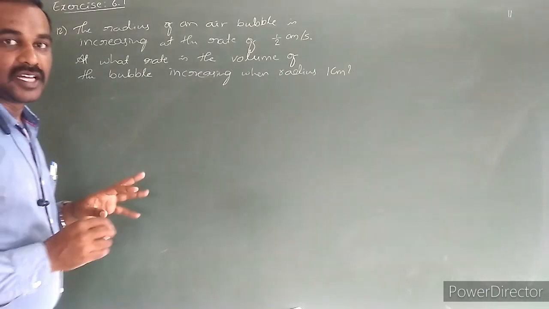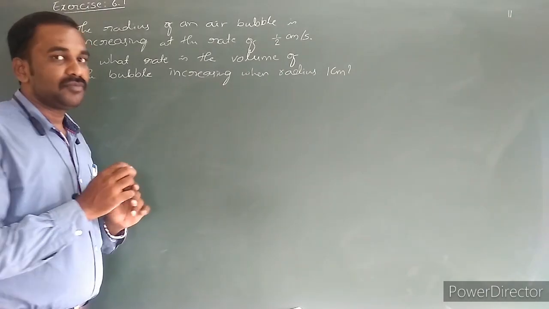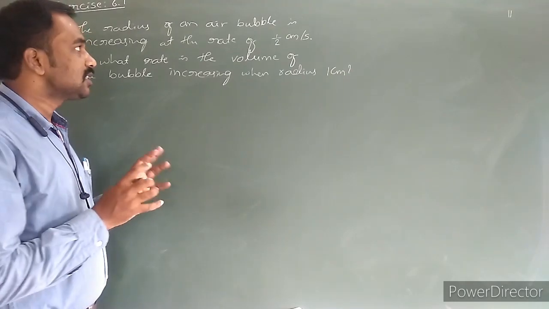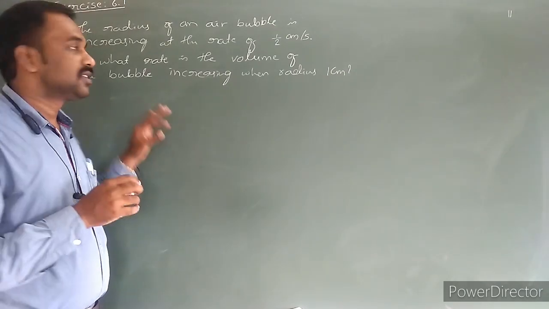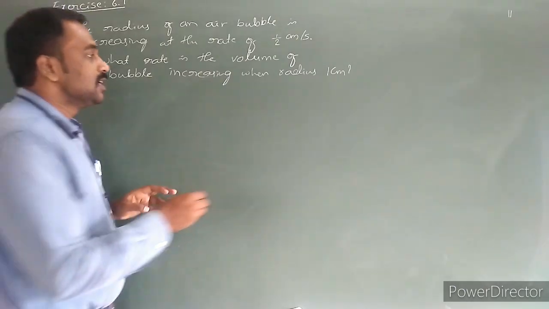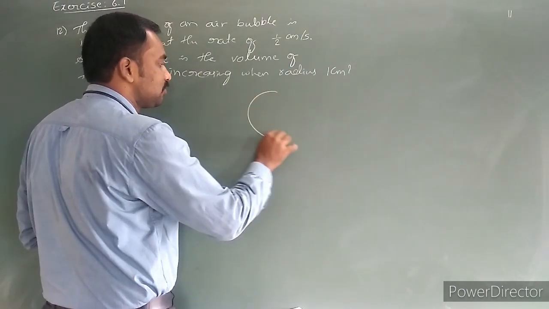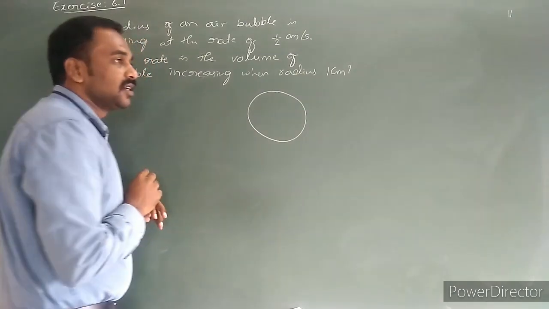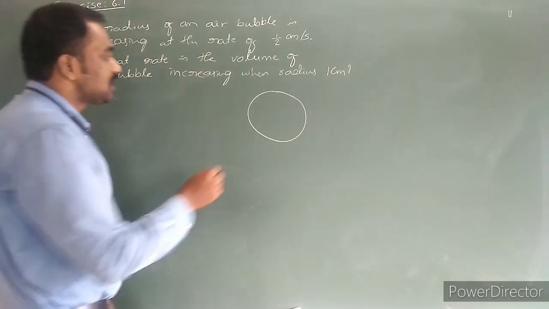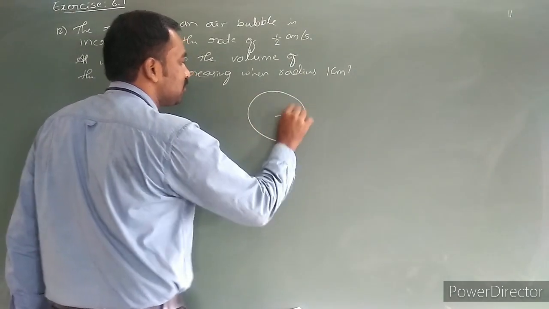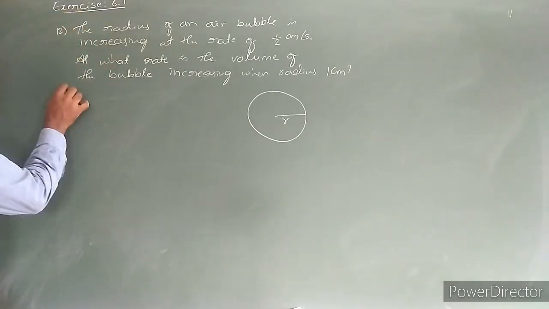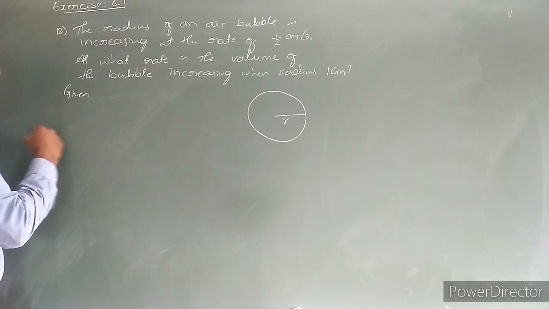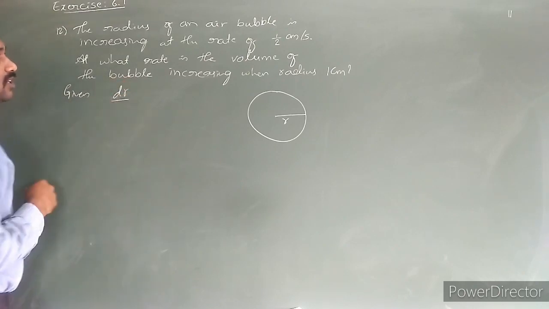Air bubble is nothing but, as in a previous video where you saw gas being pumped inside a balloon, the same type of problem. Suppose there is an air bubble, and its radius is given as increasing. That means the rate of change of the radius of the air bubble is given.